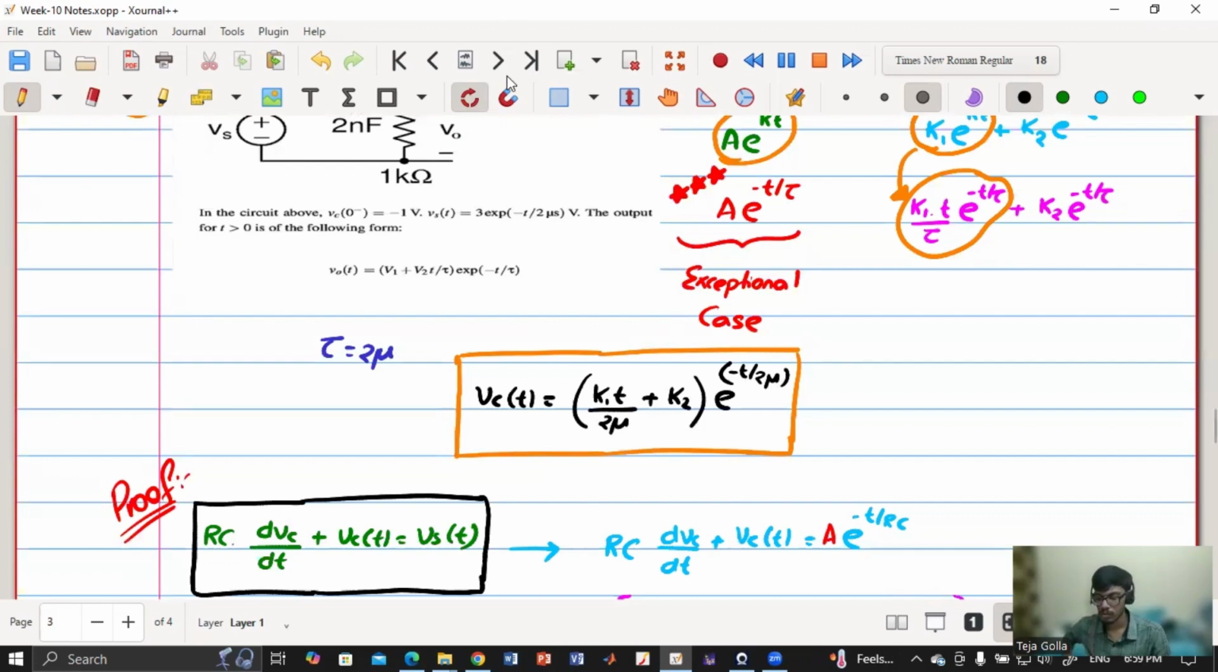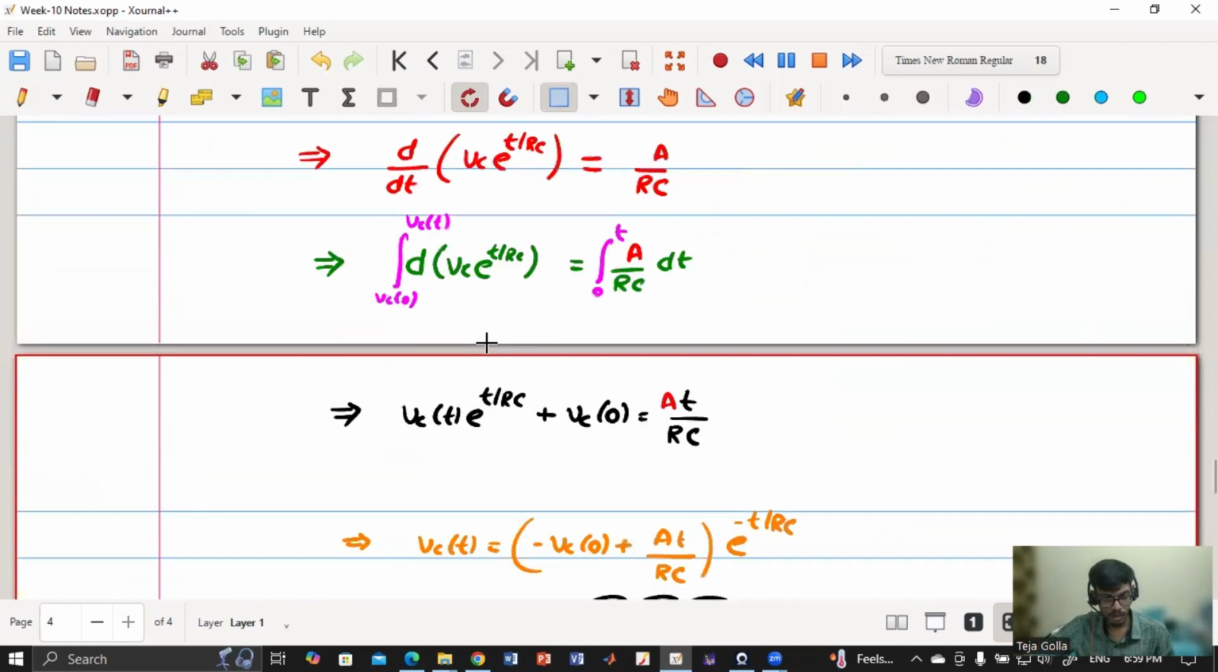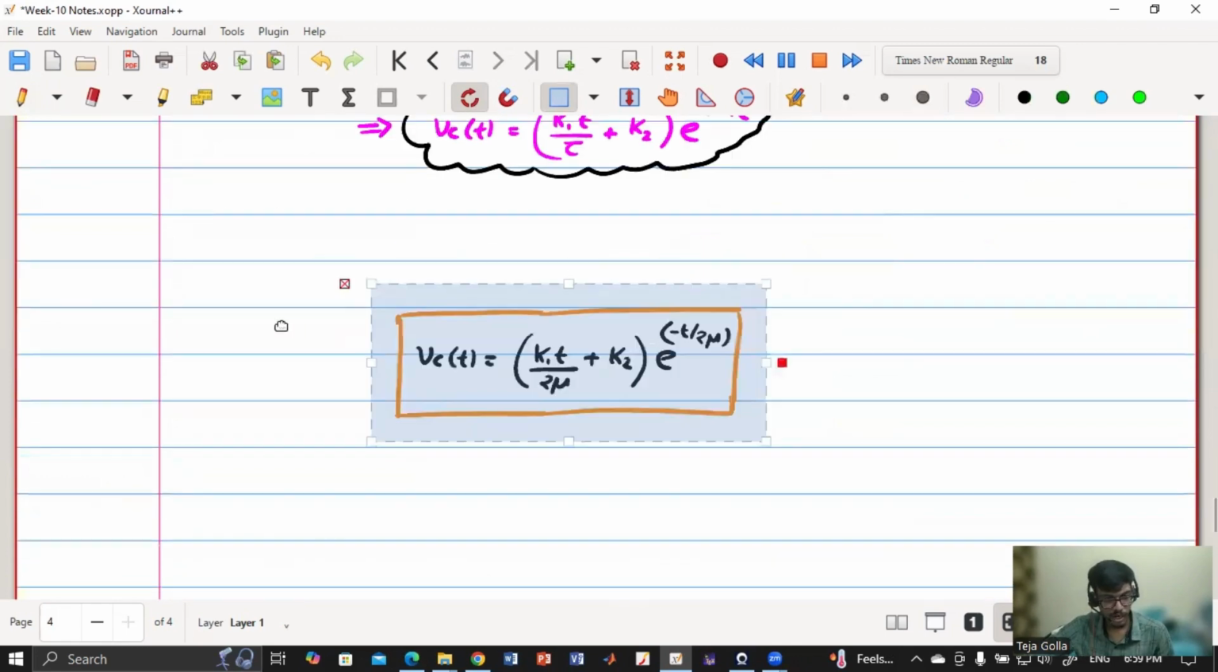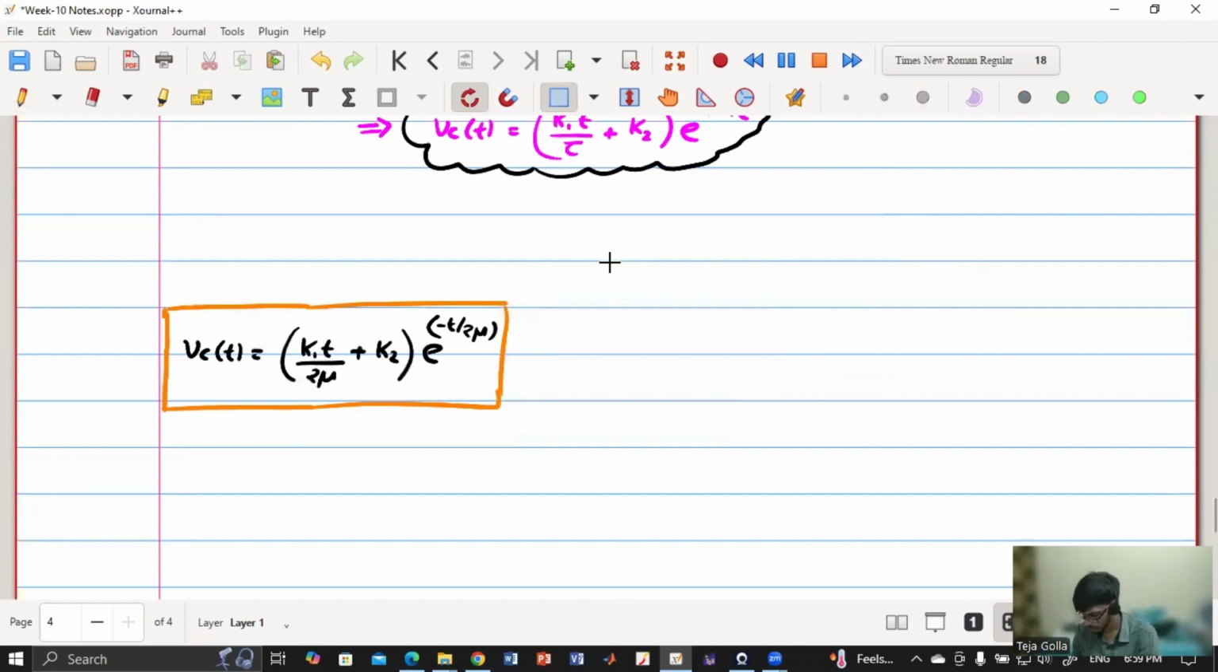Okay. So now again the same. Once we get the Vc of t, the only way that we know is the initial condition, which is Vc of 0 minus equal to 1 volt, right? So now again, we will start with the initial condition and we will get the value.